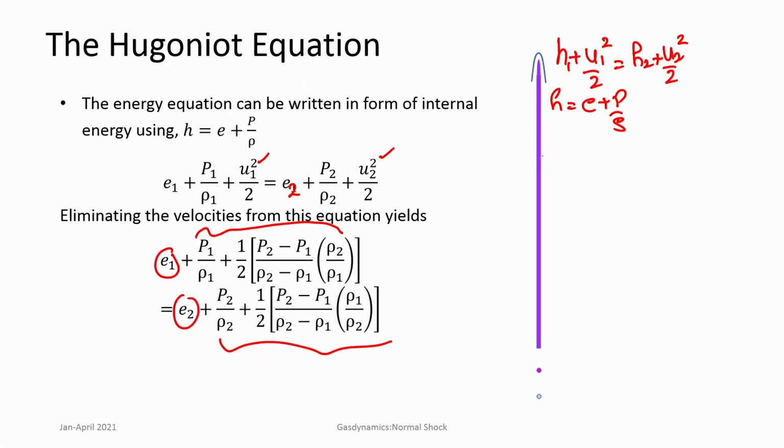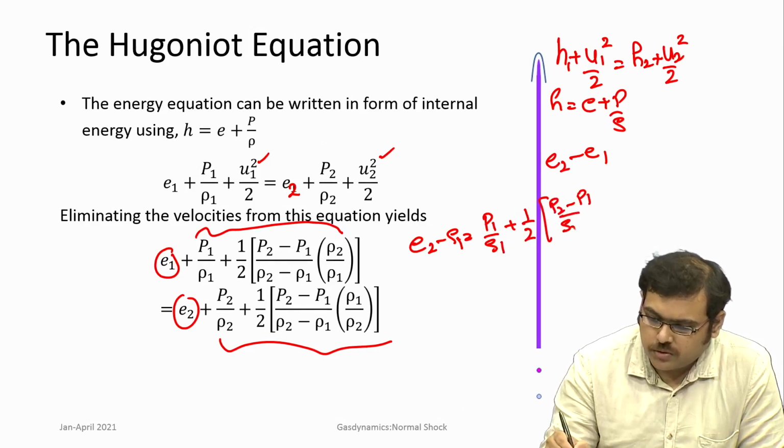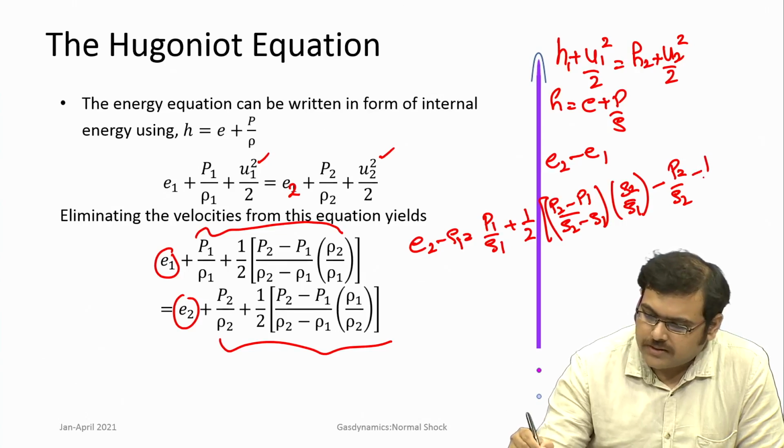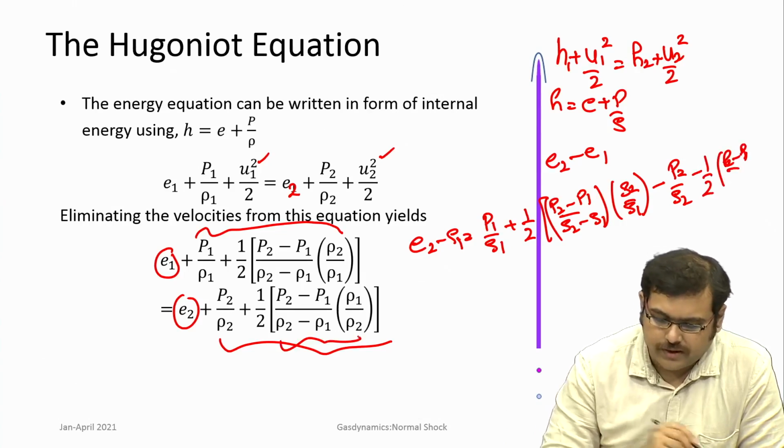So now if you express E2 minus E1, you get P1 by rho 1 plus half (P2 minus P1) by (rho 2 minus rho 1), multiplied by rho 2 by rho 1, minus P2 by rho 2 minus half (P2 minus P1) by, so you get this term over there.